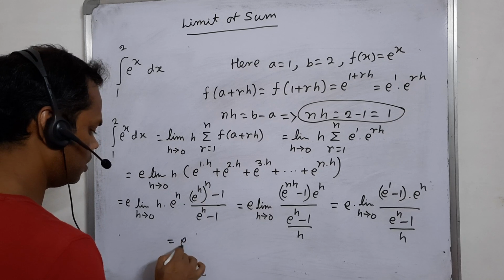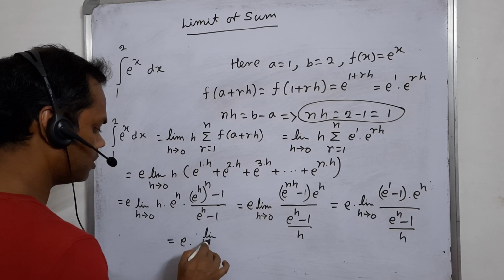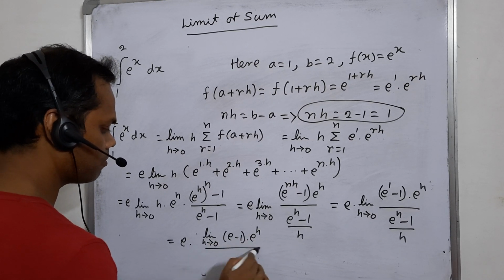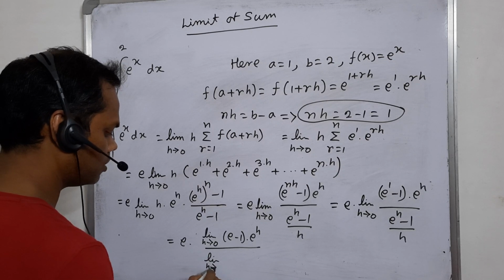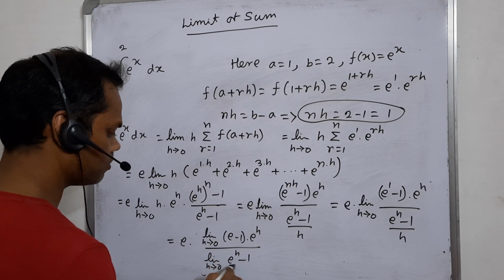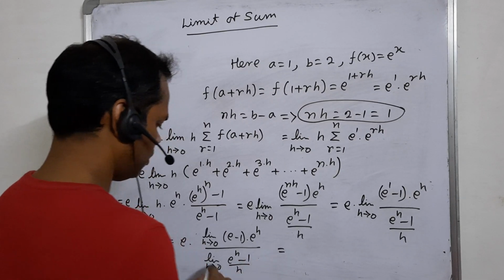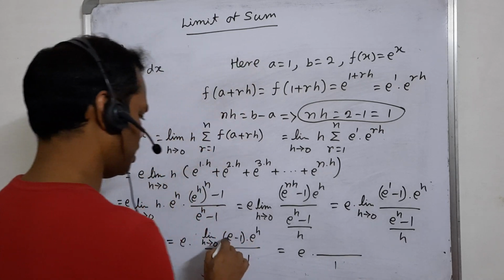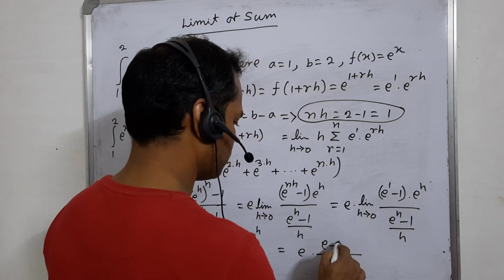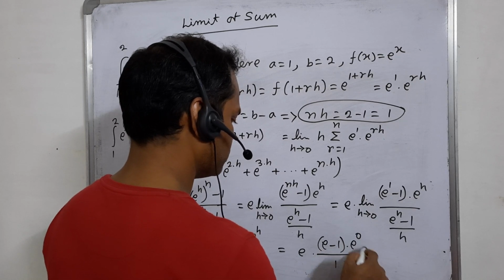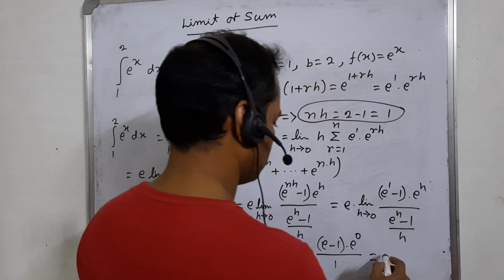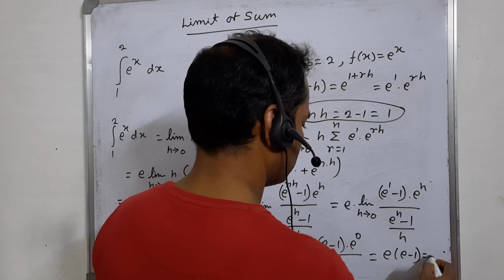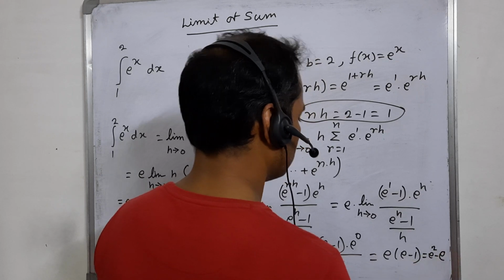So e into limit h tends to 0 of (e minus 1) into e to the power h, by limit h tends to 0 of (e to the power h minus 1) by h. Now the formula of this one is only 1, and by putting h equal to 0, e to the power 0, so e into (e minus 1), so this one is e square minus e.